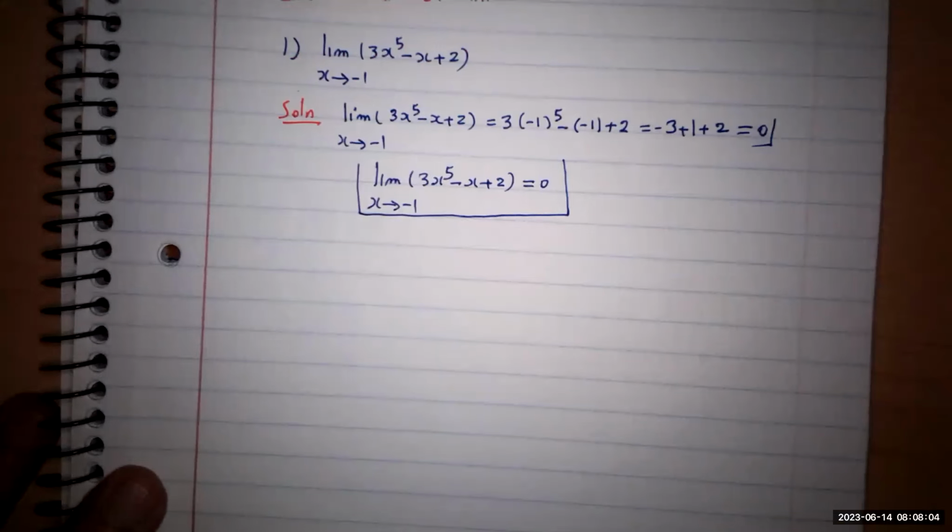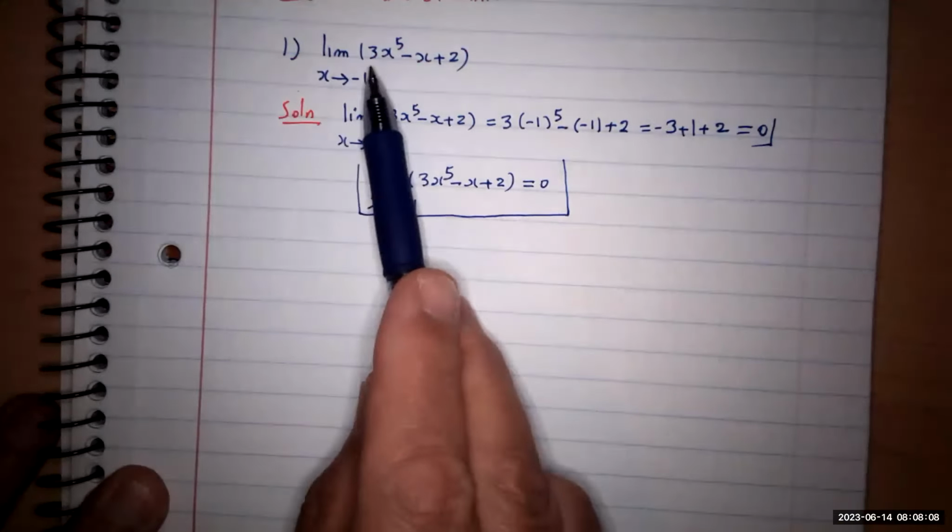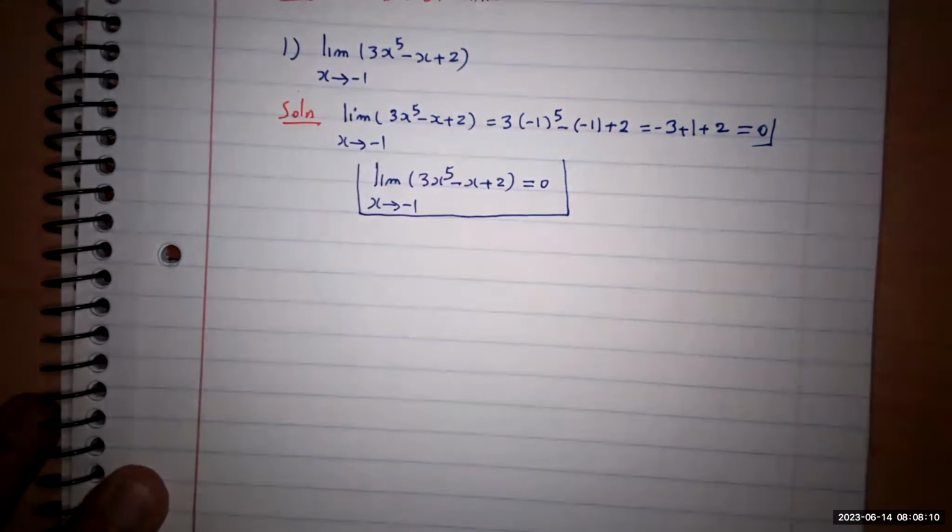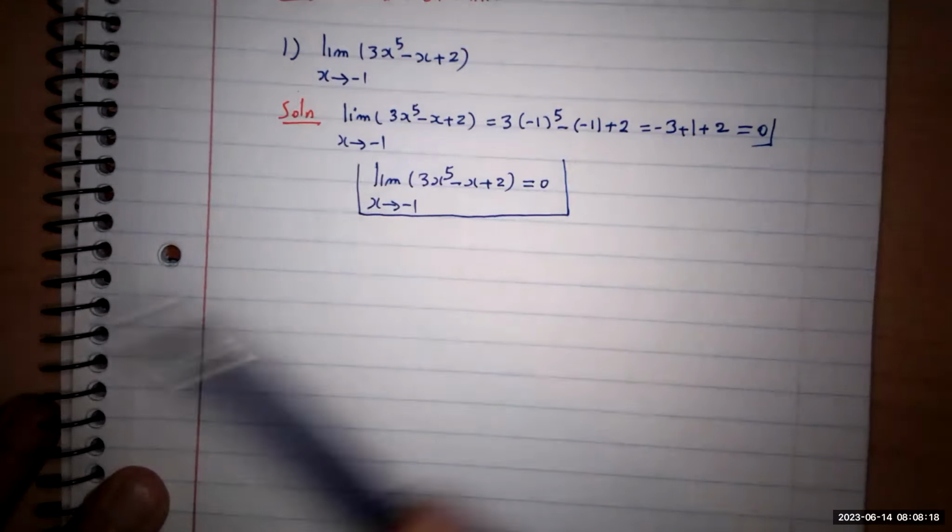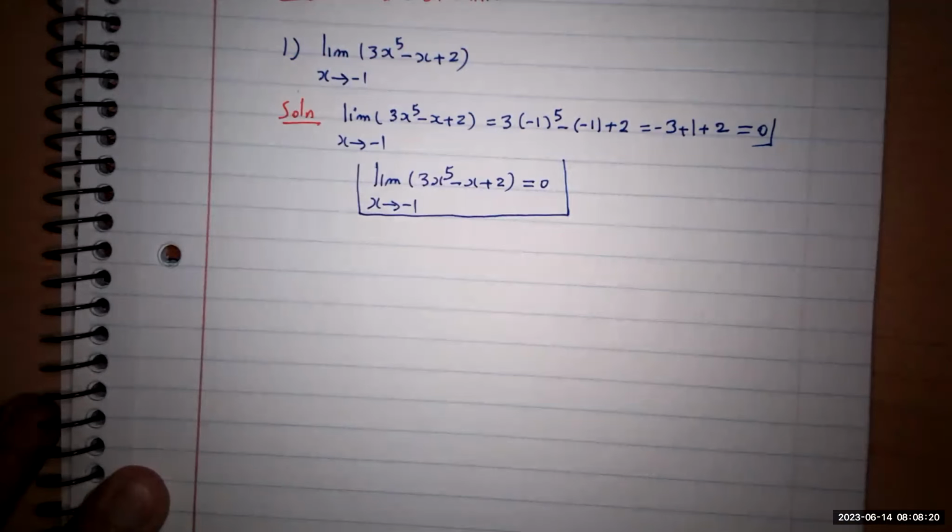Any question? So in type 1, polynomial, when you have a polynomial, the limit of the function and the value of the function have got to be the same. It's like in algebra. So we use direct substitution and be done. Let's say case 1.